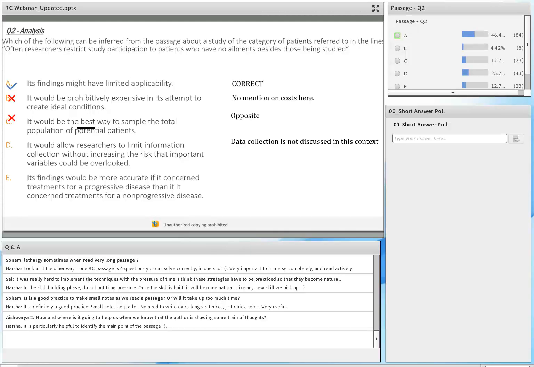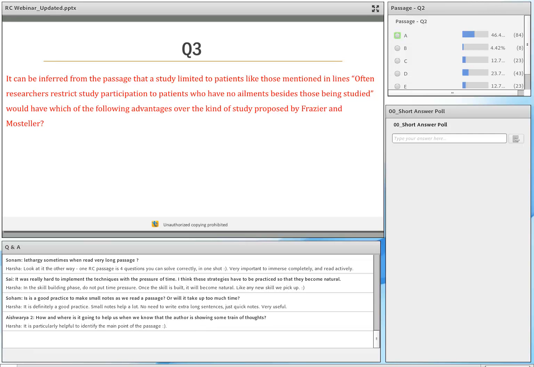Choice E again mixes this. It says its findings would be more accurate if it concerned treatments for a progressive disease than for a non-progressive one. Again, progressive versus non-progressive is not talked about in this context. It's talked about in the context of enrolling a wide variety of participants. Choice E again, you can really see this.